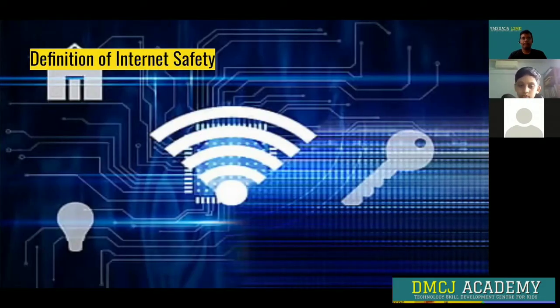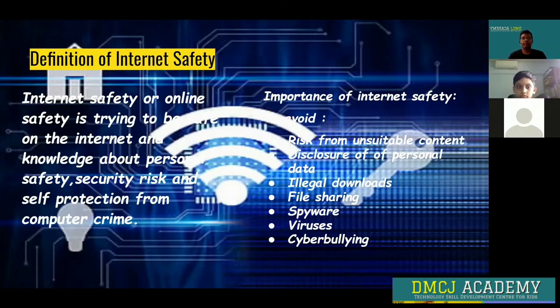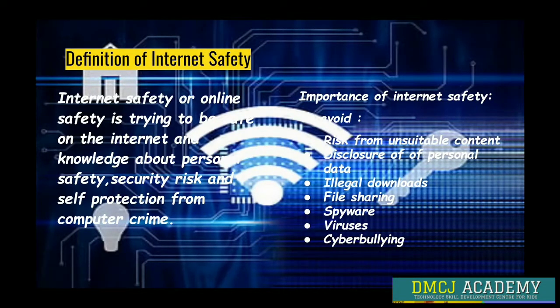So, the definition of internet safety. Internet safety, or online safety, is trying to be safe on the internet, and knowledge about personal safety, security, risk and self-protection from computer crime. The importance of internet safety is to avoid risks from unsuitable content, disclosure of personal data, illegal downloads, file sharing, spyware, viruses, and cyberbullying. So we need to avoid these things when we use the internet.